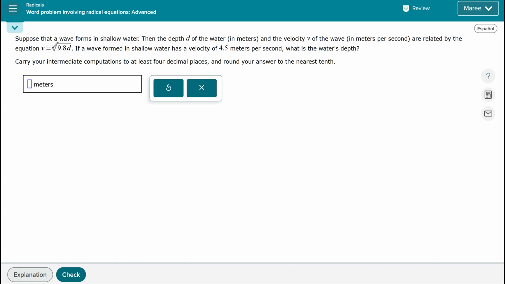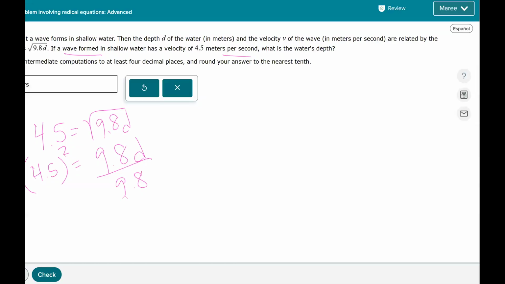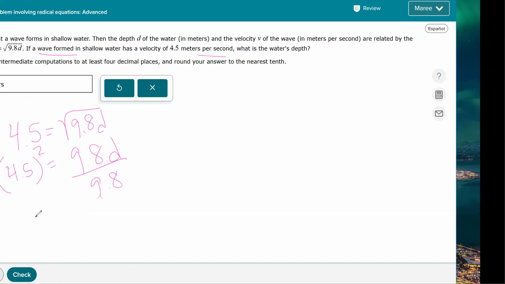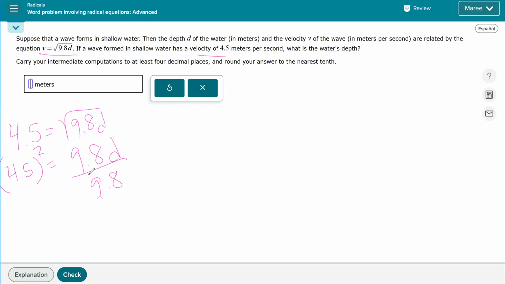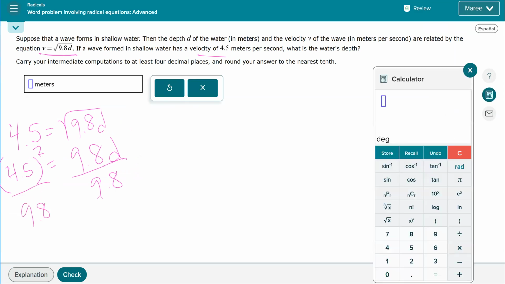Okay, so we're not even going to read it. So here we have our formula. They gave us our velocity, so we'll plug that in. 4.5 equals the square root of 9.8d. We're going to square both sides. And then we will divide by 9.8. Oh, sorry. Whoa. There we go. So what was I doing? We're going to divide by 9.8. Okay, let's get our calculator. 4.5 squared. And then divided by 9.8.